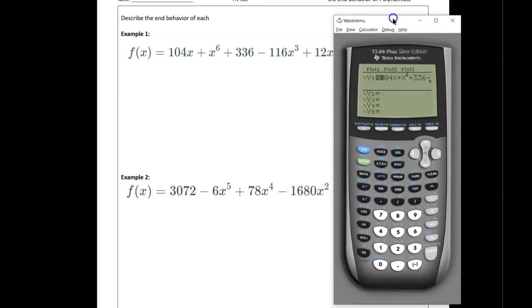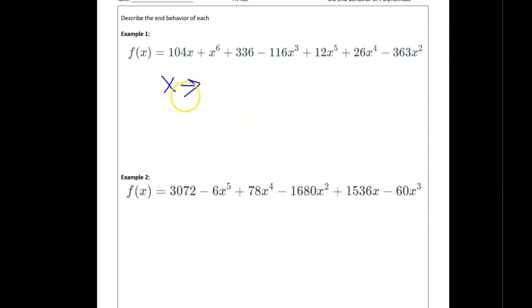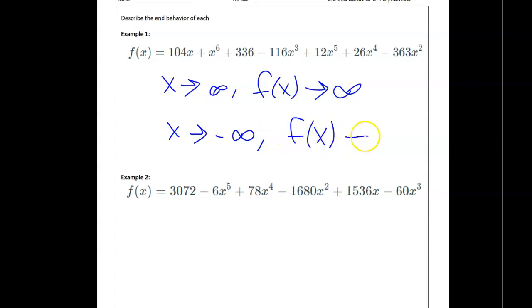Okay, I went and typed this whole messy thing in there, and I picked a window that's going to allow us to see what's going on. Notice this window is pretty crazy for my y's. The way that I got that is I did zoom and zoom fit, and my calculator kind of picked those for me. So when I look at the graph, we see that it goes up and up and up forever on both sides. So the end behavior is: as x goes to infinity, f of x goes to infinity. And as x goes to negative infinity, f of x goes to infinity. So this says it goes up on both sides, the right side and the left side.